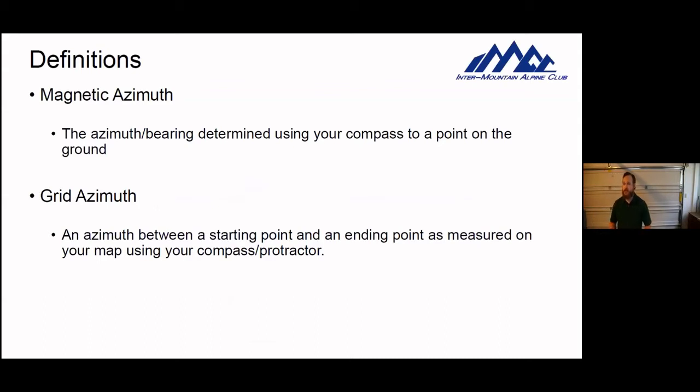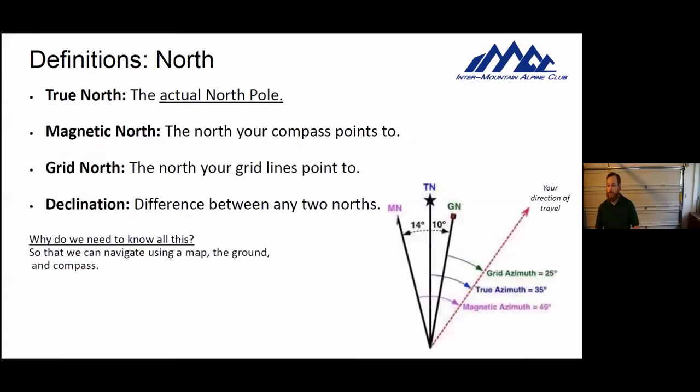You're going to hear me talk a lot about grid to magnetic or magnetic to grid. Your magnetic azimuth is when you use your compass to get the direction. So if you are using your compass to determine the azimuth, that's a magnetic azimuth. A grid azimuth is when you are using your map to determine the direction. So if you are on your map and you're using your map tool to determine the direction, that is a grid azimuth. And you convert between magnetic and grid using the declination angle.